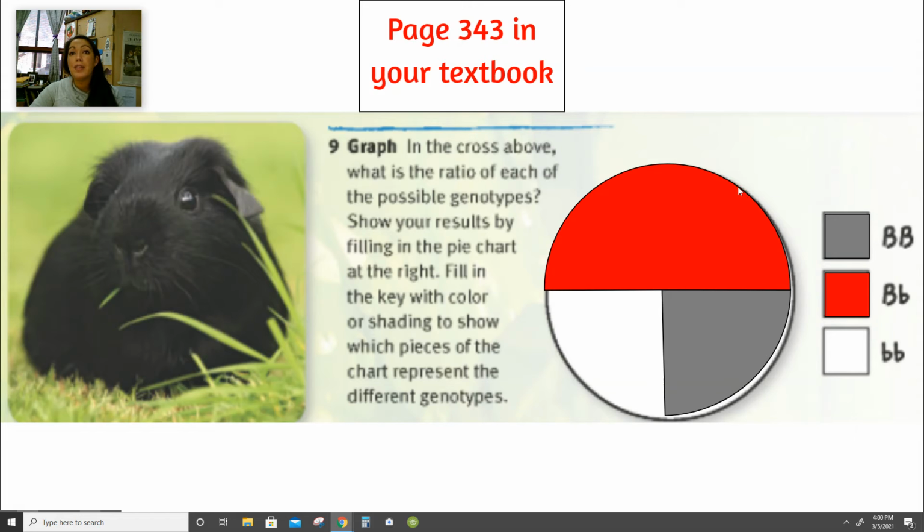I had a 50% chance of heterozygous, so a capital lowercase. So half of my circle is going to end up red. A quarter of my circle is going to end up homozygous dominant, and a quarter of my circle is going to be left white, homozygous recessive.